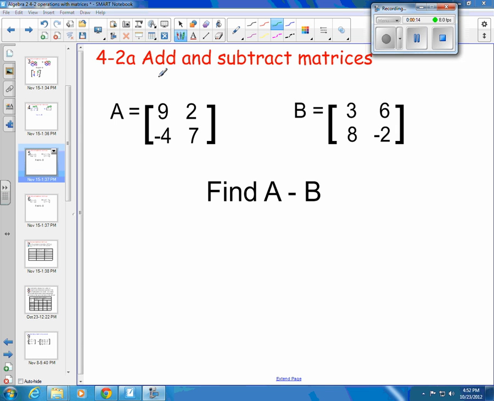Again, just like addition, you need to make sure they are the same dimensions. So this is a 2 by 2 for A, and B is a 2 by 2. And they don't have to be 2 by 2s. They can be 2 by 7s or 7 by 4s. As long as they're both the same dimensions, you can go ahead and subtract them.